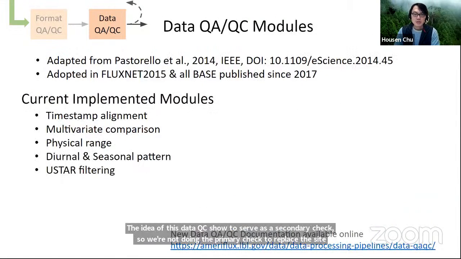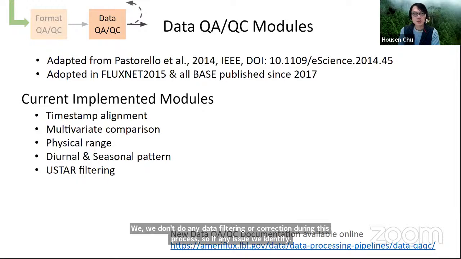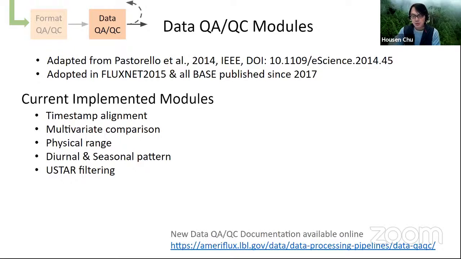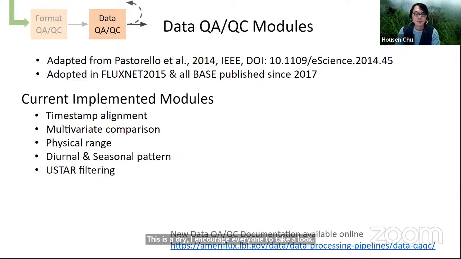Okay. So let's take a look at what's inside the data QA/QC. I want to point out that some of the methodology was adapted from the earlier paper by Gilberto Pastorello here. This is a DOI. I encourage everyone to take a look and maybe try to implement some of the ideas in your primary QA/QC. And also this QA/QC was adopted in all the FLUXNET2015 processing, and including all the BASE data products published since 2017. So a couple hundred sites already.